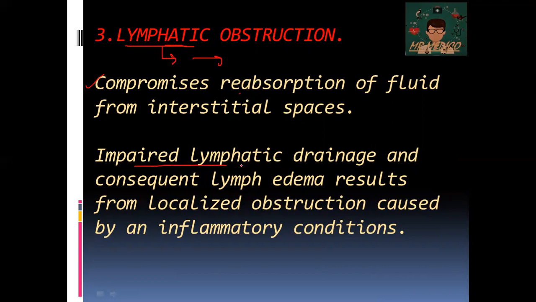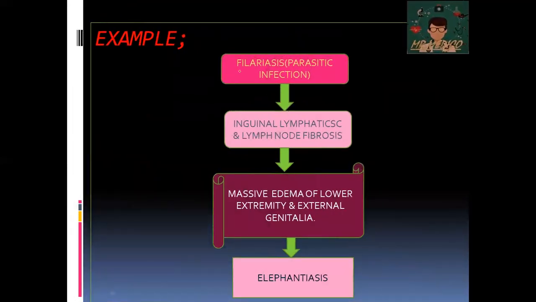There is impaired lymphatic drainage and consequent lymphedema results from localized obstruction caused by inflammatory conditions. For example, in filariasis, this is a parasitic infection caused by mosquitoes. There will be inguinal lymph node fibrosis, due to which there will be a massive edema at the lower extremities and external genitalia, causing a condition known as elephantiasis.